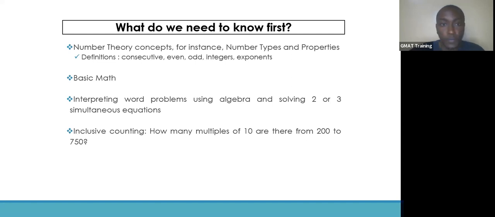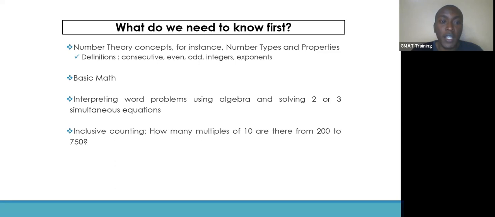We also need to know the properties of these concepts in number theory, that is the number types and their properties: how consecutive integers behave, how even integers or even numbers, that's integers as well, behave, how the odd numbers behave, how the exponents behave, and so on and so forth.